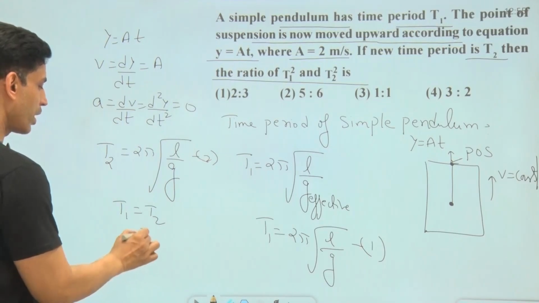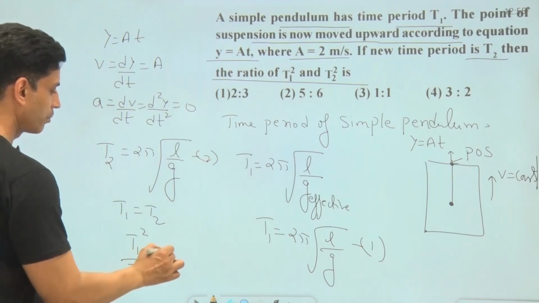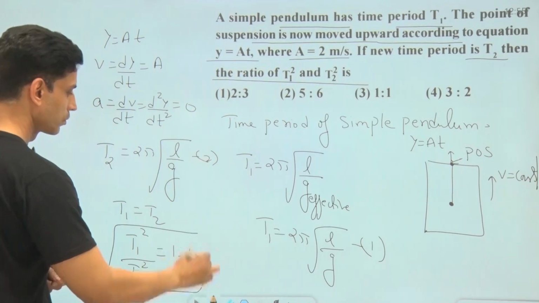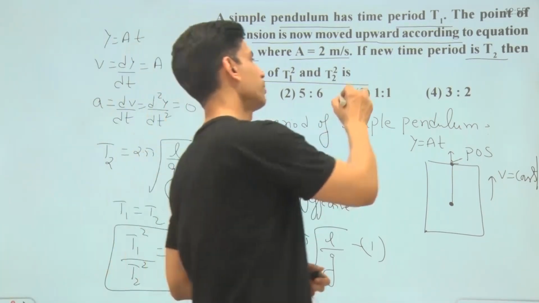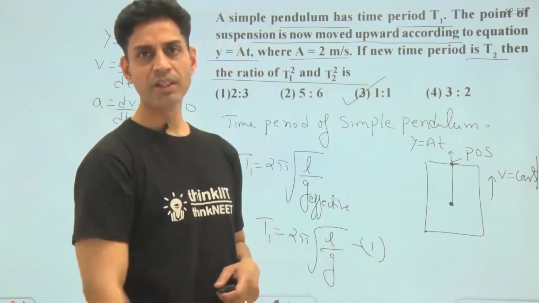So T1 square by T2 square comes out to be 1 by 1. So it is 1 by 1. Option number 3 is our correct answer.